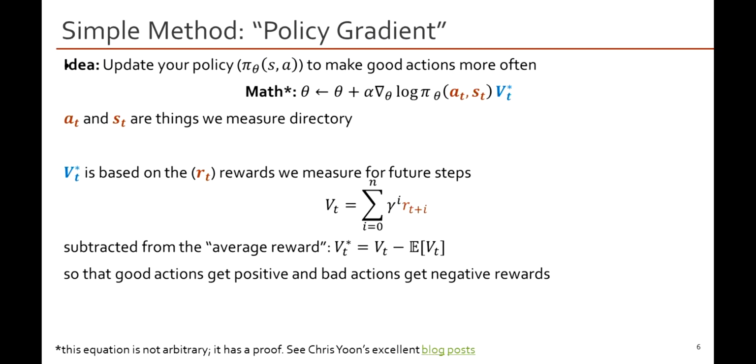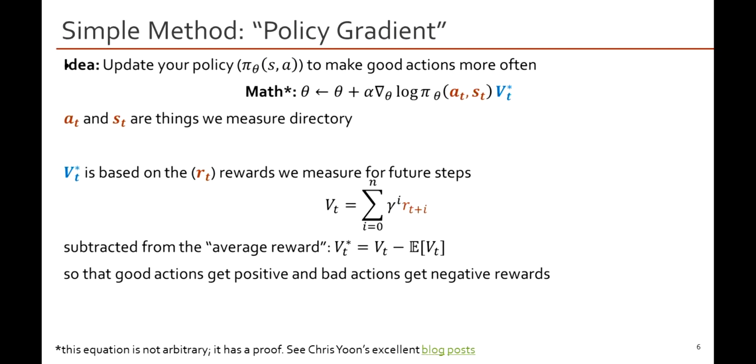And you can see that if I have a positive value, I'll move in the direction of the gradient that makes my probability of choosing that action more favorable. And if that's negative, I'm going to step in the opposite direction, towards the negative of the gradient. Now, action and state are things that we can measure directly, but this value is something that we have to derive from the rewards, which are, again, something we can actually measure.